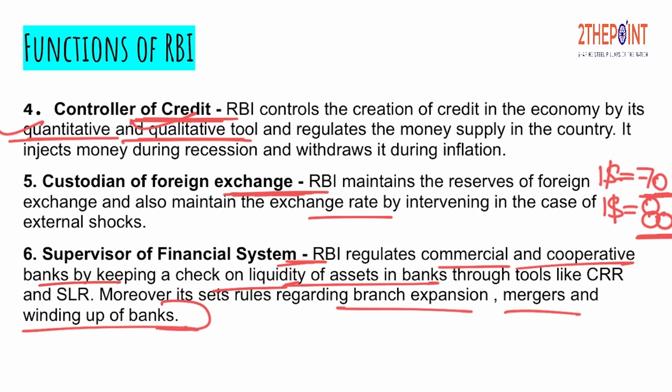So if any bank wants to open more branches, get merged with any other bank, or wind up its operations, it has to go to RBI for permission, and RBI will see that by undertaking such an action, the interest of the investors is not harmed and the trust is maintained, and only after ensuring such things RBI gives permission.